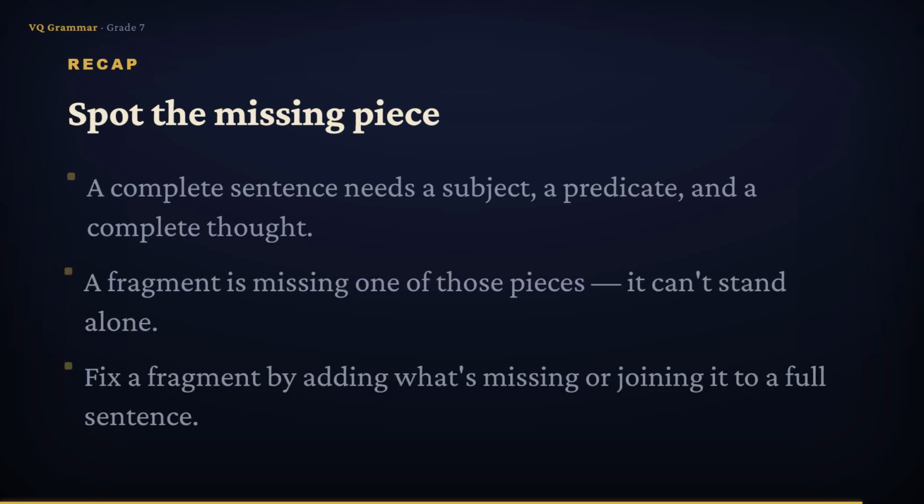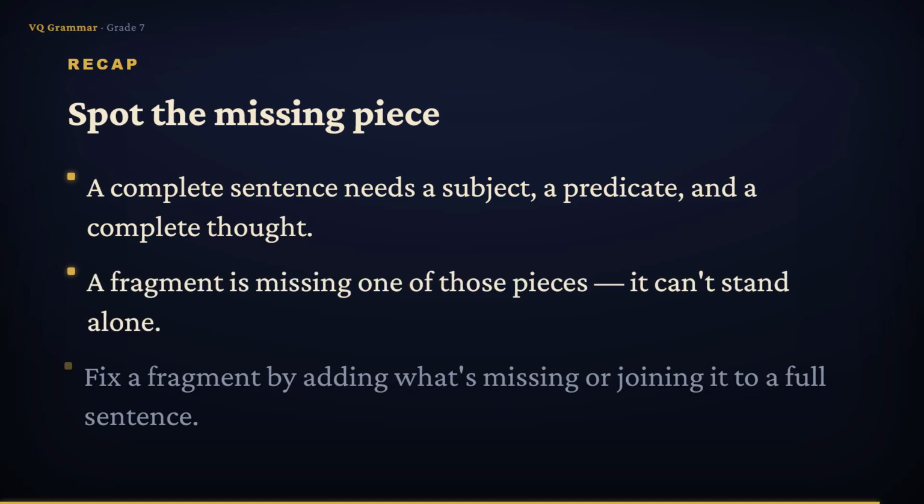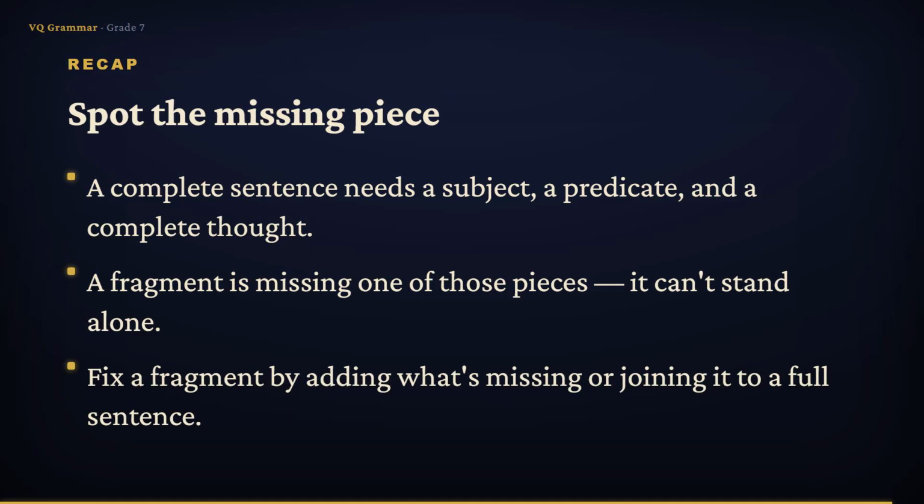Let's wrap up. A complete sentence always carries three things: a subject, a predicate, and a complete thought. A sentence fragment is missing one of those pieces, which is why it can't stand on its own. And when you find a fragment, you fix it by adding the missing part or by joining it to a full sentence nearby. Run the three-part test whenever you're unsure, and you'll never mistake a broken piece for the real thing.